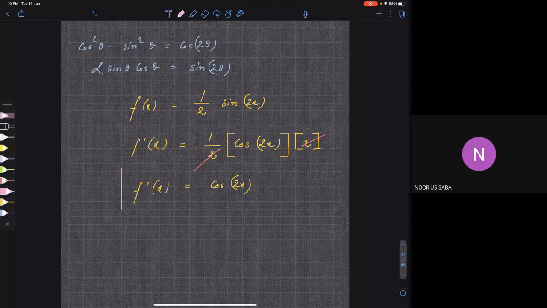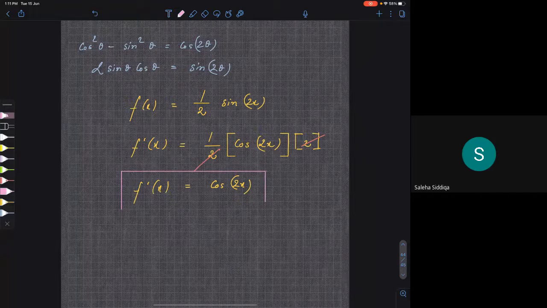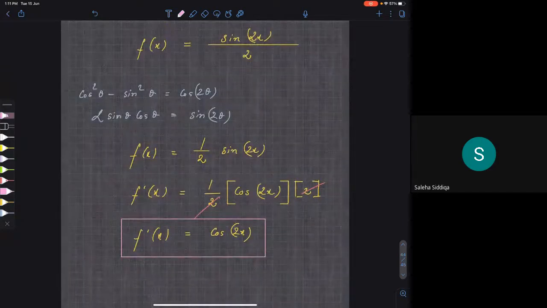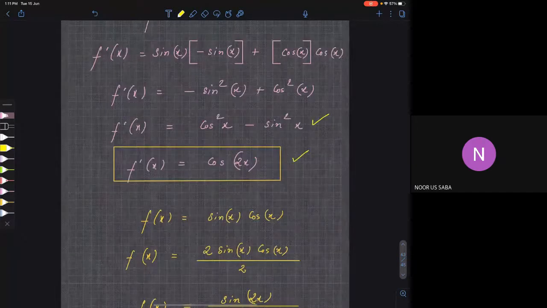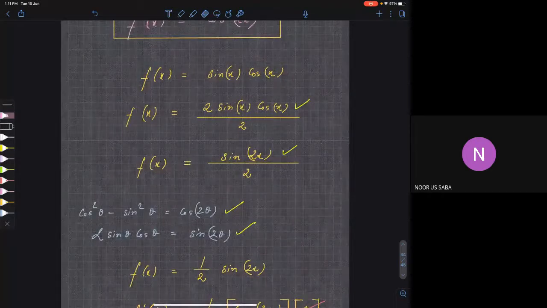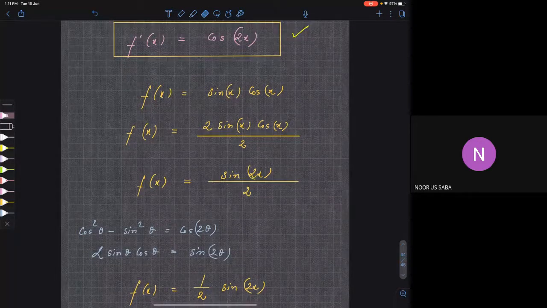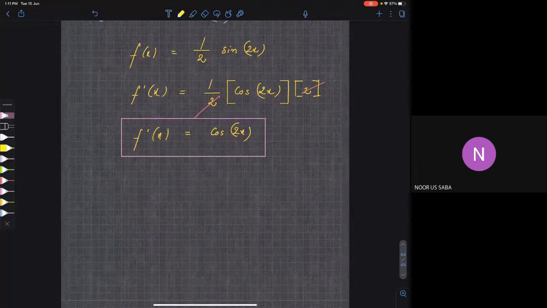Now are you understanding why those trigonometric formulas are important? Every formula is useful. See, in the last question, we have used this formula, and in this question, we have used this formula. Can you see? But either way, you are getting the same answer. See, cos 2x here, cos 2x here. Clear?